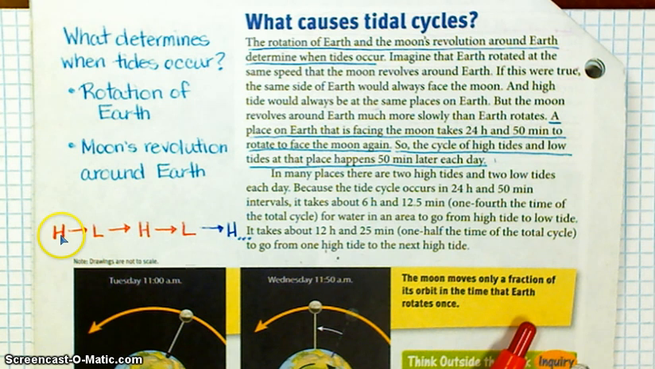Okay? So from high tide to low tide is 6 hours and 12 and a half minutes. Draw a little bracket right here and put 6 hours, 12 and a half minutes. Okay? From low tide back to high tide would be another 6 hours, 12 and a half minutes.